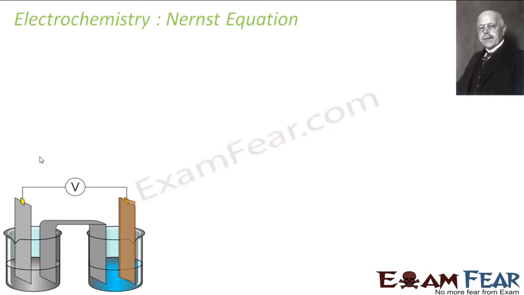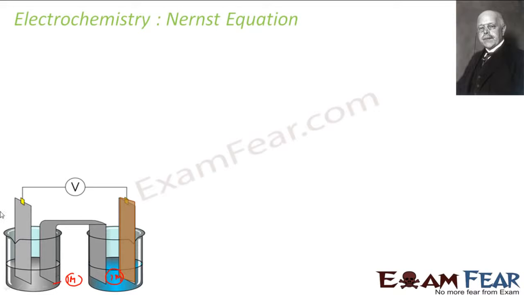Let's understand the Nernst equation. Till now we have assumed that all the species involved in this reaction, all the electrolytes, were 1 molar. Right? That's what we have assumed till now. But in real life, that is not true. We may take 2 molar, we may take 3 molar, we may take n molars. That may not be true, right?